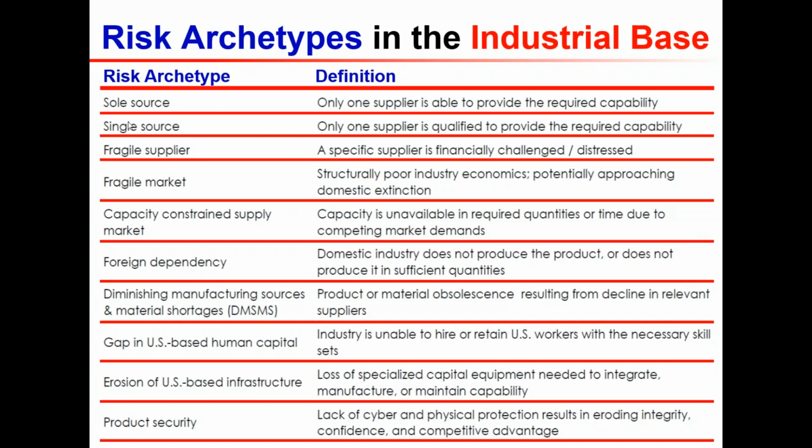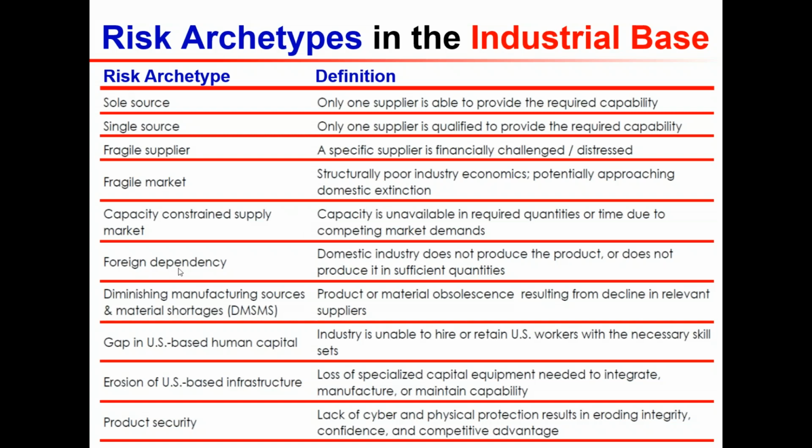Foreign dependencies. This is the sixth risk archetype. It's foreign dependency, right? And the idea is that the domestic industry does not produce the product or does not produce it in sufficient quantities. This does not have to be at the prime contractor level, but at some lower subcontractor level, some lower tier, that we are heavily dependent upon foreign sources of supply.